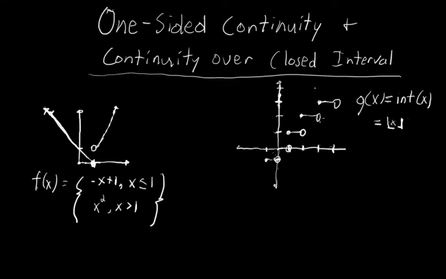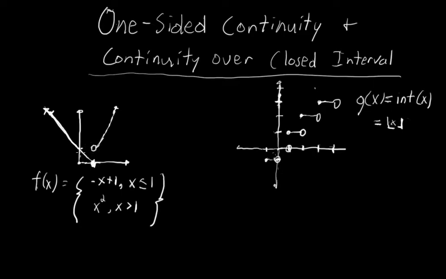So both of these functions have points of discontinuity. It seems like for this function, the limit coming in from the left equals the function value. So the limit coming in from the left at x equals 1 is going to be 0, and the function value is also 0, because remember, f of x is defined as negative x plus 1 for values of x less than or equal to 1. So at 1 it's defined as -1 plus 1, which is 0, and that's also the limit coming in from the left. But that limit's not equal to the limit coming in from the right.